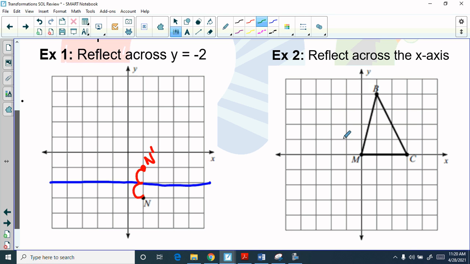For our second one, we're reflecting across the x-axis. That's where y is equal to 0. And as you see, M and C are on the line. So actually their prime letters will stay. The only one we've got to count is B. So we went 1, 2, 3, 4 to the line. So we're going to go 4 away. 1, 2, 3, 4. We're going to put B prime there. And then draw in our new triangle.